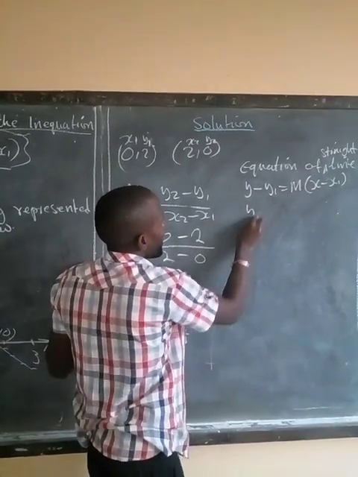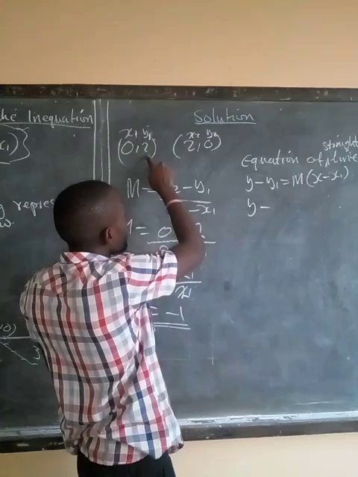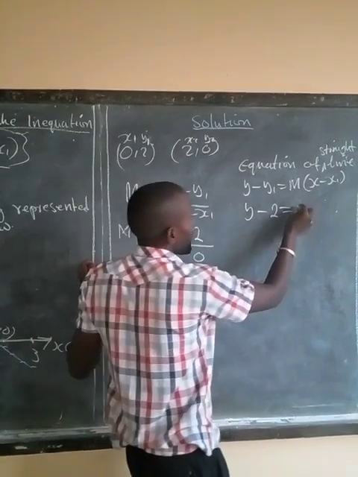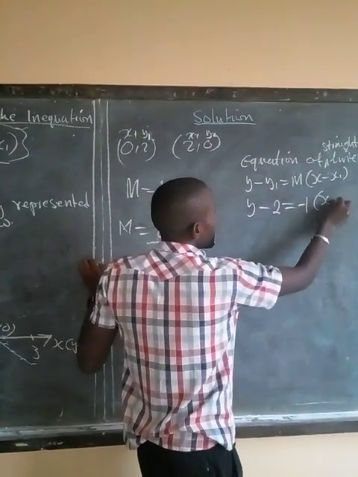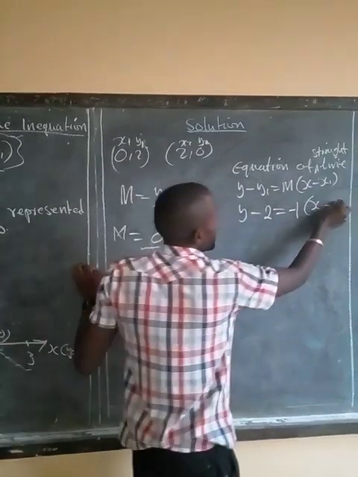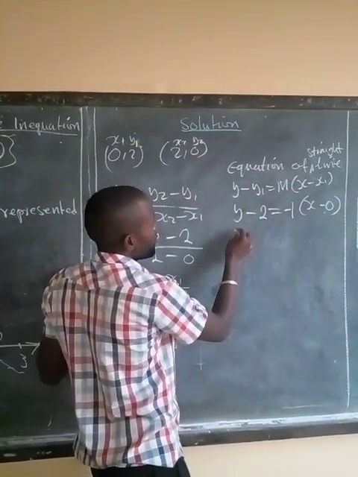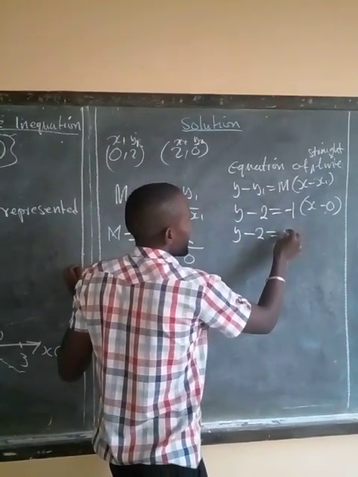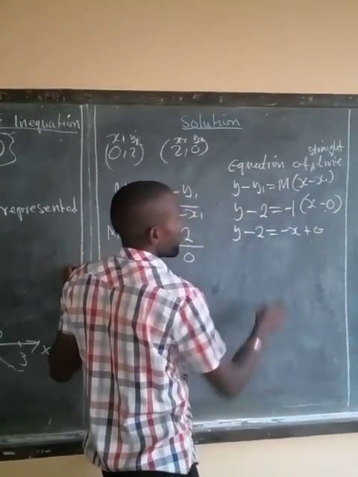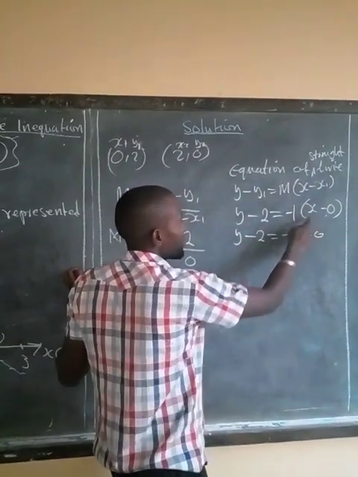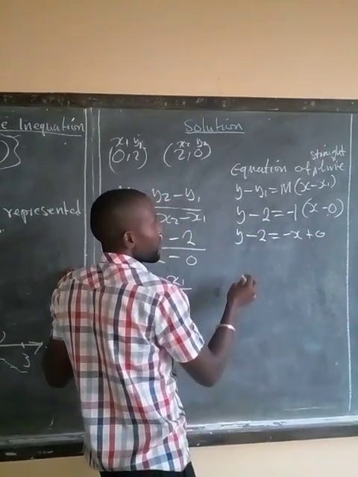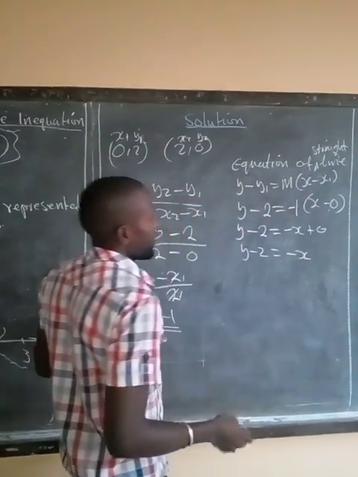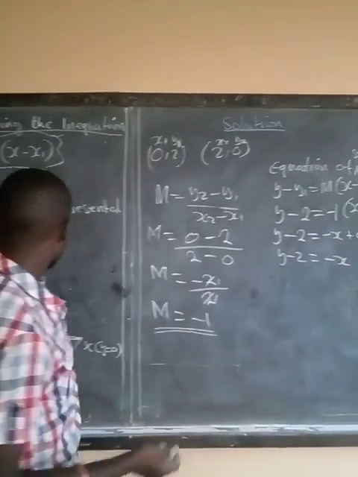So let's try it. y minus, what is my y1? We said y1 is 2. So you put 2 there, is equal to, what is my gradient? It's negative 1, multiplied by x minus x1. What is my x1? It is 0. Okay. So now we are going to have y minus 2 is equal to negative x plus 0. We multiply negative times this, we get negative x. This times this, we get positive 0. Therefore, we are going to say y minus 2 is equal to negative x. So this is the equation of this line which is given here.